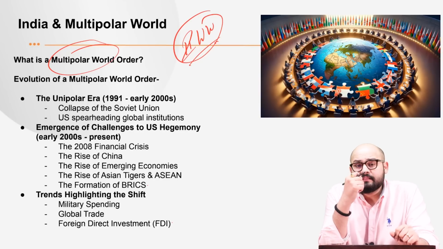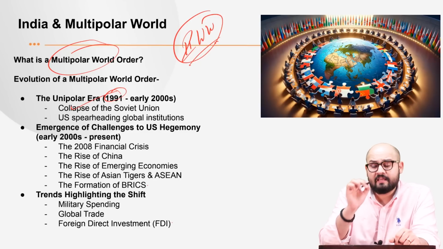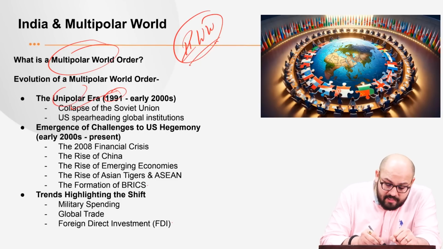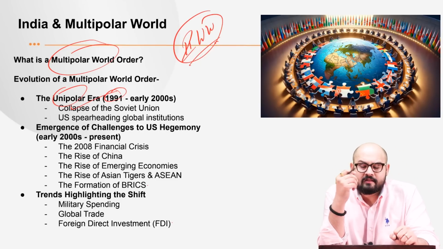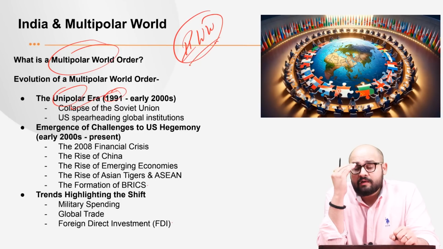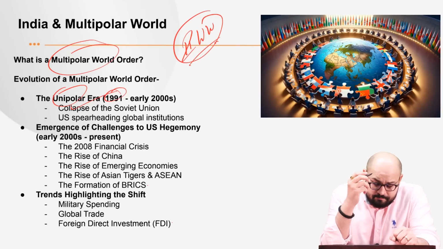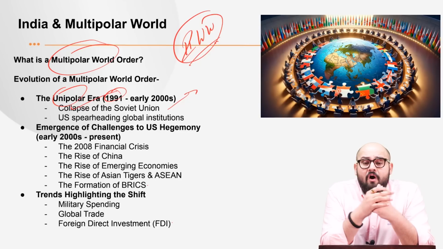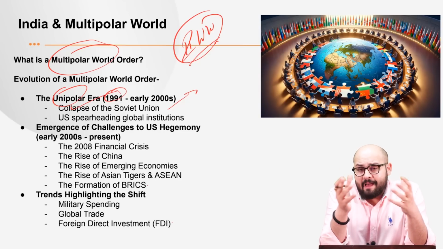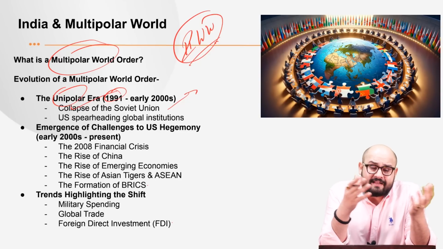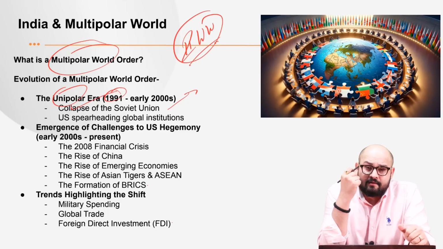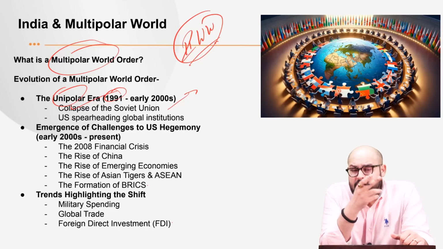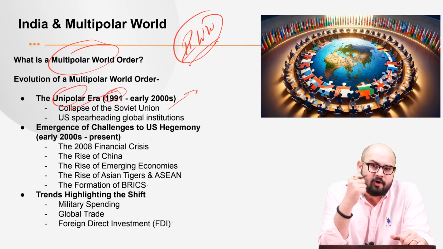In the year 1991, we saw the disintegration of the Soviet Union, and with it we saw the emergence of a unipolar world order, which was led by the United States of America. Now, this period witnessed different events. For example, we saw the intervention by the US in Iraq and Afghanistan. We saw the expansion of the United Nations Security Council's ambit. We saw the expansion of the North Atlantic Treaty Organization. We saw the US dollar dominate as a global reserve currency. So these were some of the manifestations of a unipolar world order.